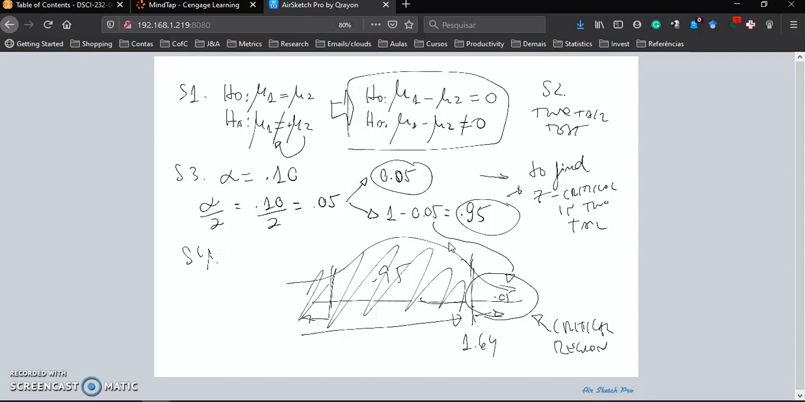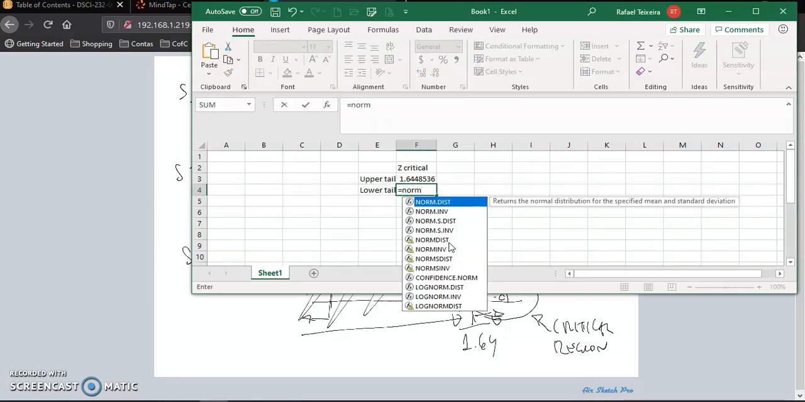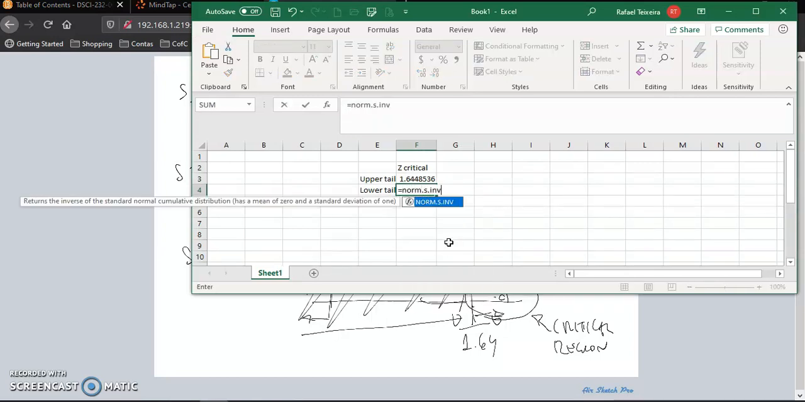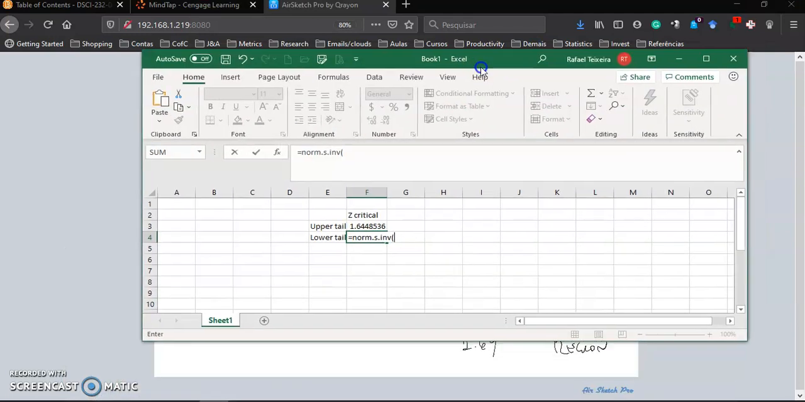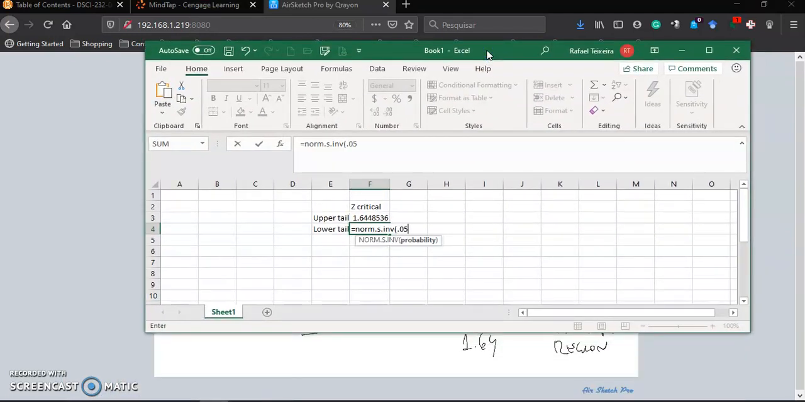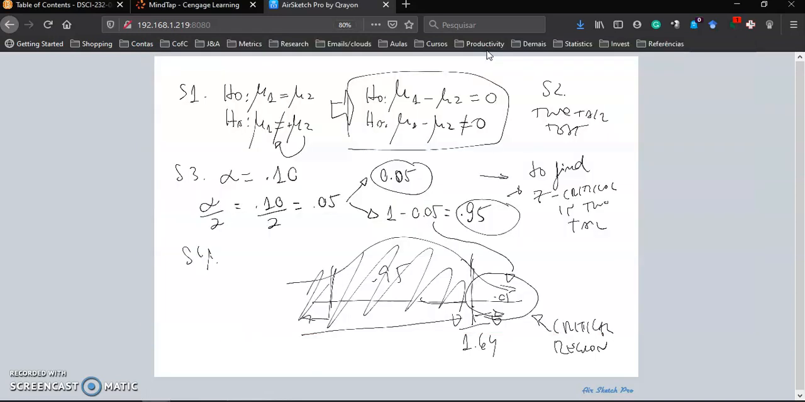Okay, so if my z statistic is higher than 1.64, I reject the null hypothesis in the upper tail. In the lower tail, what I have is equal NORM.S.INV open parentheses, and then the probability that goes here is 0.05. Okay, this is the reason I get those two. So the lower tail is negative 1.64. Let me erase this.